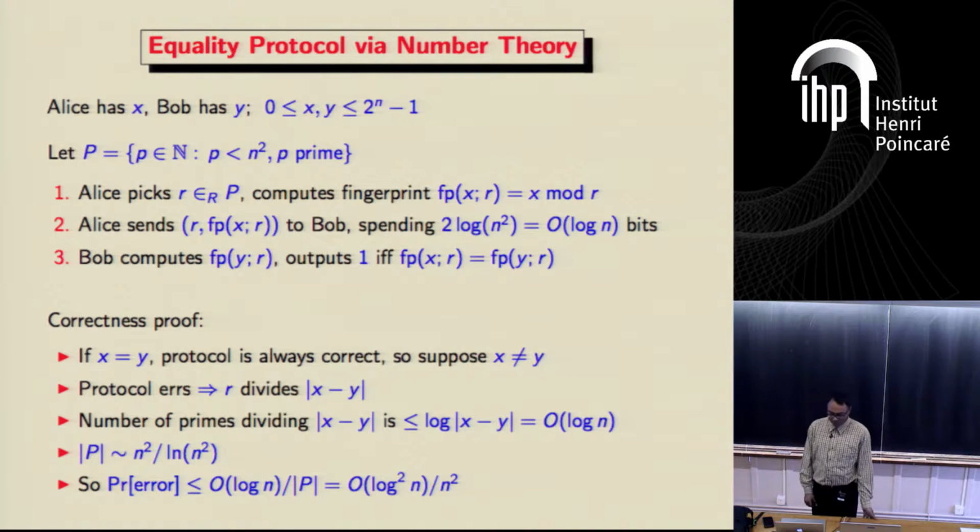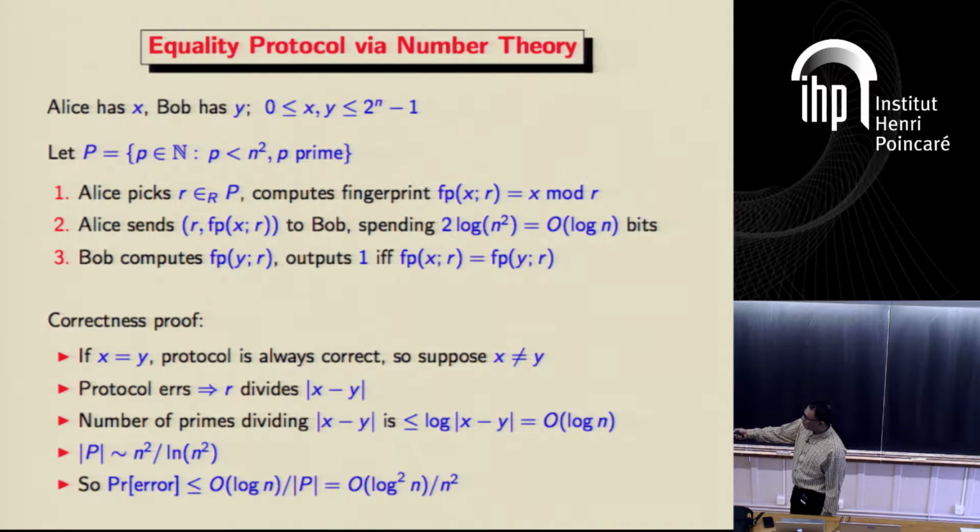Now in the protocol, Alice is going to pick a random number in this set P. Basically, she's picked a random prime of size up to n squared, and she's going to compute the following fingerprint. Notice that instead of treating x and y as n-bit strings, I'm treating them as integers between 0 and 2 to the n minus 1. I can always do that, just binary representation. So if you treat x as a number and r is another number, you can just do x mod r. That's a calculation, fine. So that's the fingerprint.